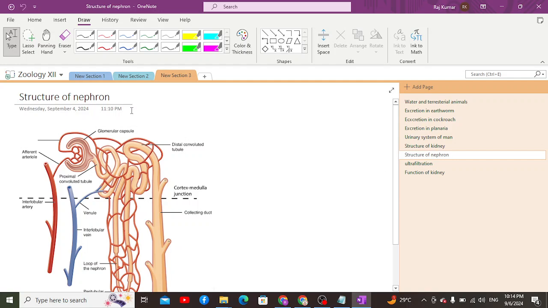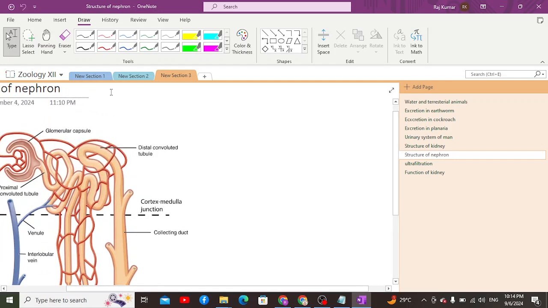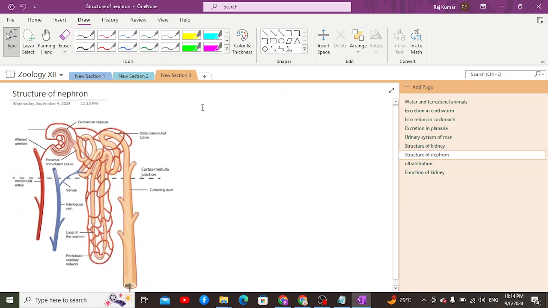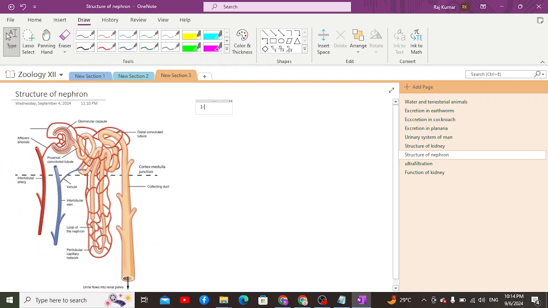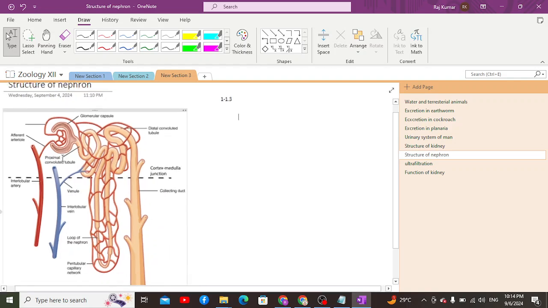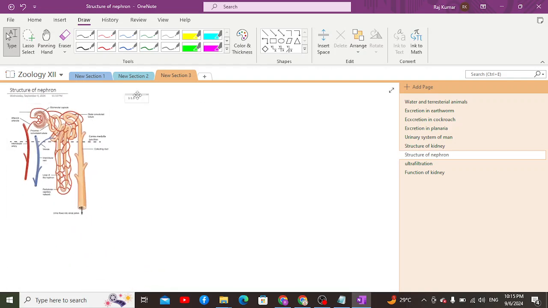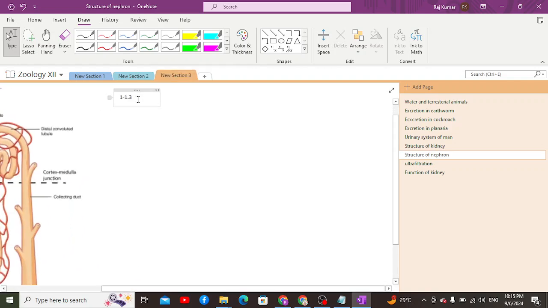So when it comes to the structure of nephron, we need to understand what the nephron is. Actual nephron is the basic structural and functional unit of kidney, and 1 to 1.3 million nephrons are present in each kidney. It is not a cell; it is a structure. It's made up of multiple cells.